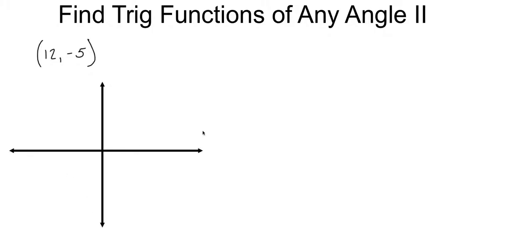So the first thing we're going to have to do is plot the point 12, negative 5 on a graph, giving ourselves a picture to look at. If I imagine the coordinate plane, the point 12, negative 5 is going to be somewhere down in this region here. So we go over 12, down 5. We're going to call that the point 12, negative 5. So our angle then is going to be from the origin to here.